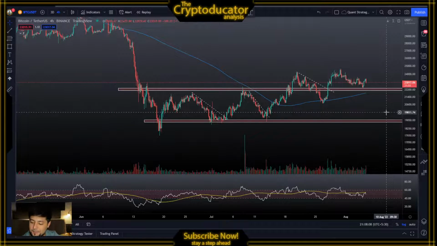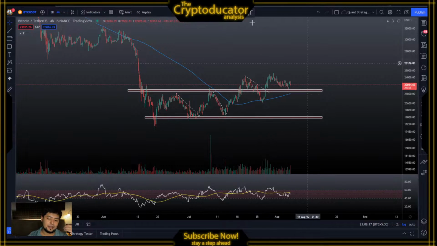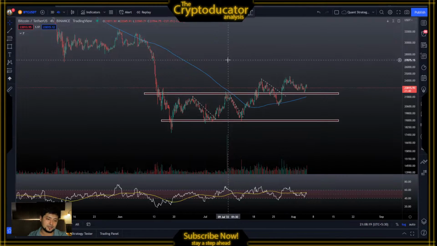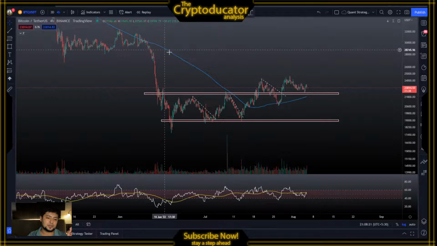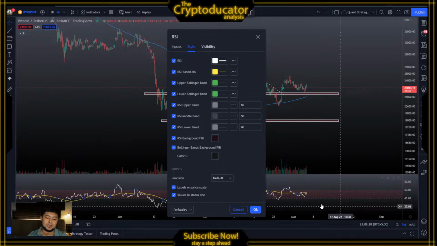So here's the thing, guys. How to trade the small time frames. Let's quickly recap this. First and foremost, you have to jump into the 4-hour time frame and have very good clarity on the price action itself. For this one, I'm simply using the 200 simple moving average on the 4-hour time frame with the RSI bands, upper band at 60 and lower band at 40.